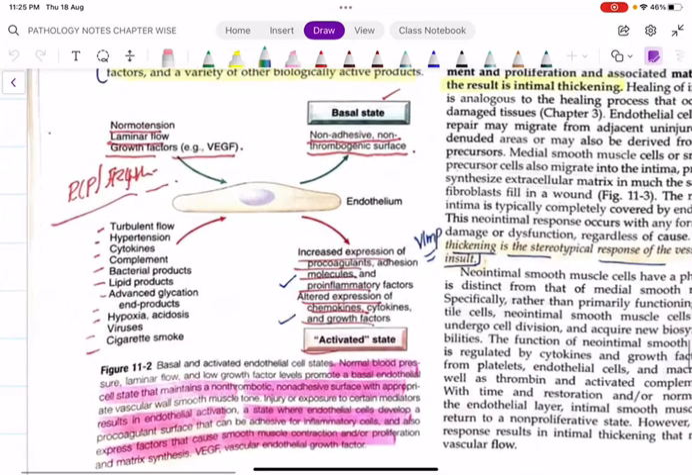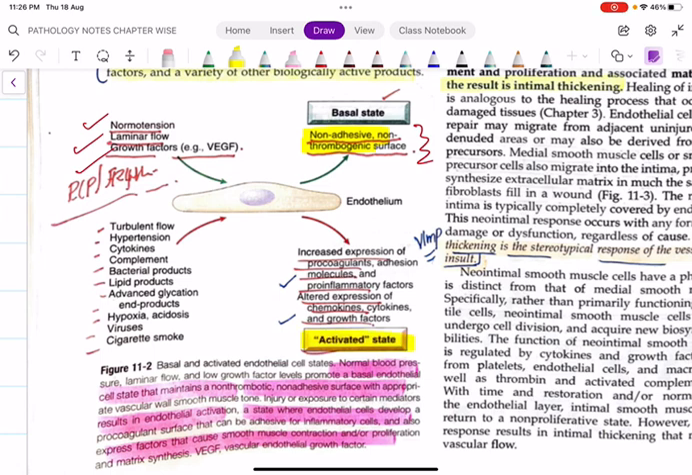These are the basal and activated states. Normally we will have normotension, laminar flow, anti-growth factors like VEGF. So what happens in the basal state? We have a non-adhesive, non-thrombogenic surface. What do you mean by the word non-adhesive? That means nothing can attach to the endothelial cells when they are in the basal state.